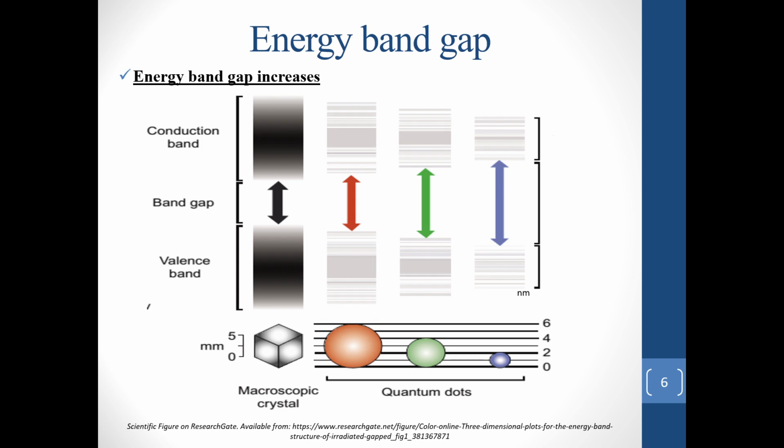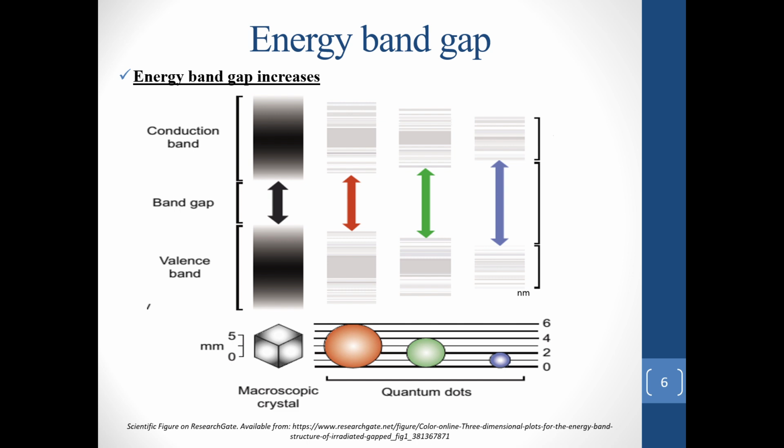Energy band gap also gets increased as you go to the lower dimensional systems. Like you can see, for 3D materials, the band gap is low. Okay, band gap is basically the gap between the valence and the conduction band. So you can see now for the 2D materials, the band gap is more increased, and for the quantum dots, the band gap is increased even more. And it also depends upon the size of the quantum dot.